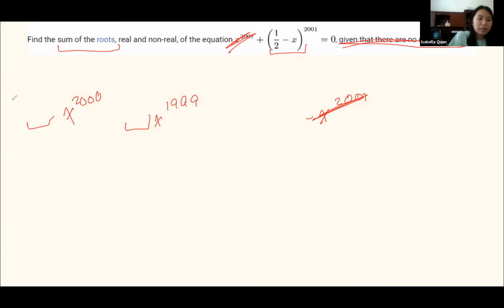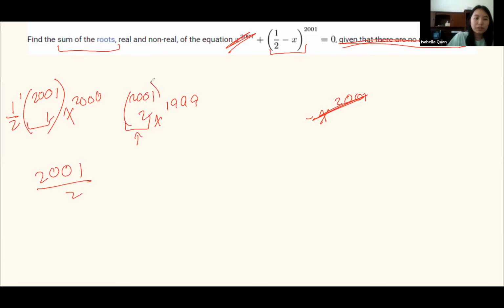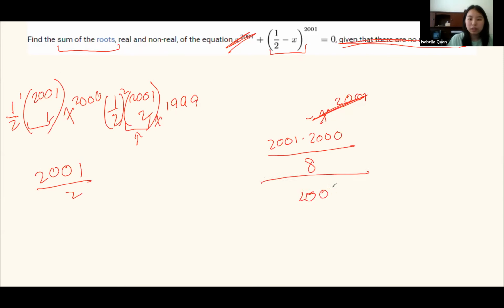2000. So first of all, it's going to be 1/2 to the first and x to the 2000. And it's going to be multiplied by 2001 choose one. So when we find that, that's going to be 2001 over 2. And then this thing, it's going to be 2001 choose 2 times 1/2 squared. We're going to take this 2001 times 2000 over 8, actually, because there are twos here, there are two here and there's one here, over 2001 divided by 2.